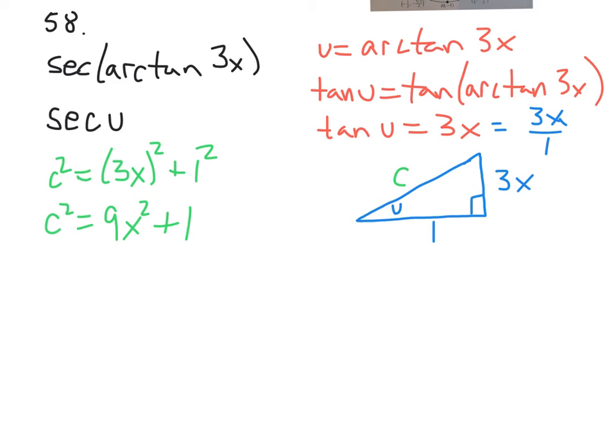So then c equals plus or minus the square root of 9x squared plus 1. Again, we talked about our hypotenuse always being positive, so then we're going to say that c is the same as the square root of 9x squared plus 1.